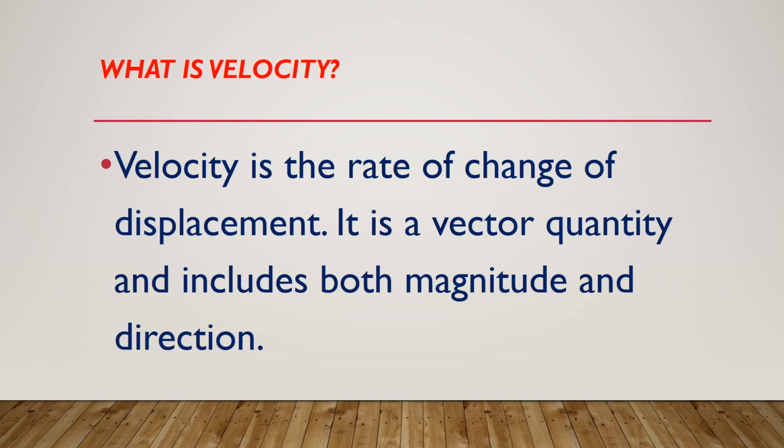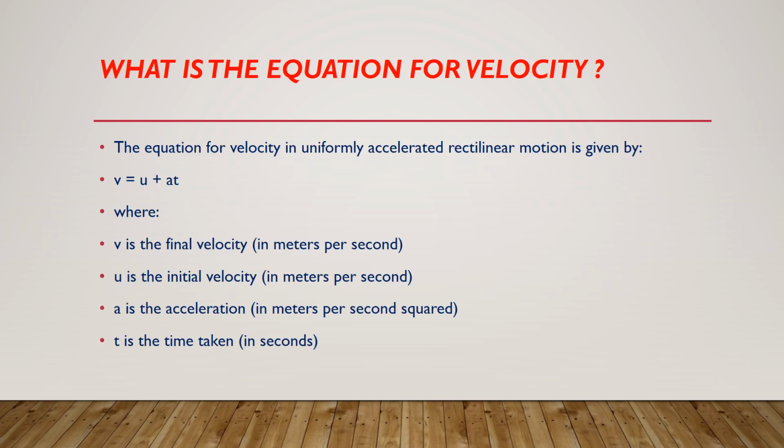What is velocity? Velocity is the rate of change of displacement. It is a vector quantity and includes both magnitude and direction. What is the equation for velocity? The equation for velocity in uniformly accelerated rectilinear motion is given by v is equal to u plus at, where v is the final velocity in meters per second, u is the initial velocity in meters per second, a is the acceleration in meters per second square, t is the time taken in seconds.